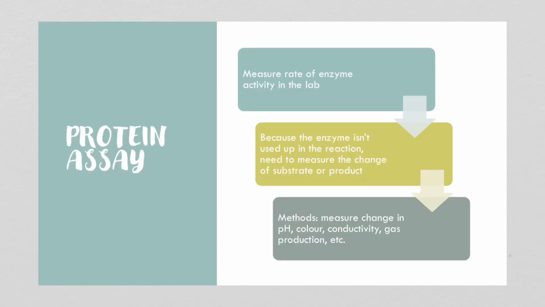We can also run something known as a protein assay, and that's measuring the rate of enzyme activity in the lab. Because the enzyme doesn't get used up, you have to measure either the change of substrate or the change of products. You can't measure the change in enzyme because it doesn't change. So you can do a variety of methods to figure out the enzyme activity. You can measure the change in the pH over time, the change in color, the change in conductivity. You could measure whether a gas was produced or so on. So there's lots of different ways of measuring the change of enzyme activity.